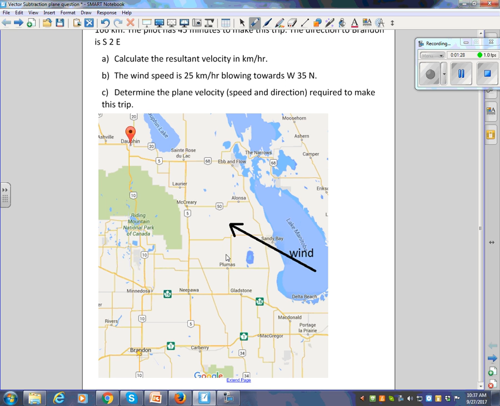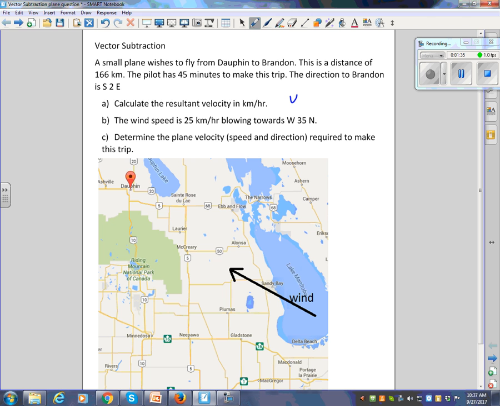Part A says, calculate the resultant velocity in kilometers per hour. How do we find velocity? Velocity is distance over time. You guys should know that from grade 10, I think. How far is the distance? 166 kilometers. What's the time? 45 minutes. Now, should I divide by 45? How come? Not in hours, right? So you're going to have to convert 45 minutes to hours.